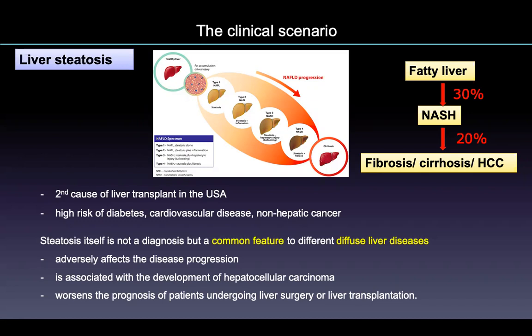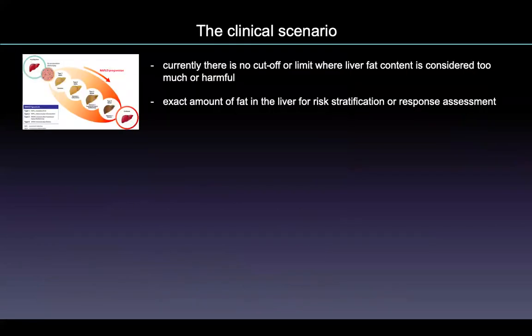It is a common feature that we can see in many other diffuse liver diseases such as viral hepatitis, alcoholic hepatitis, genetic liver diseases, etc. And in these cases, steatosis adversely affects the disease progression, is also associated with HCC, and it can worsen the prognosis of patients undergoing liver surgery or liver transplantation.